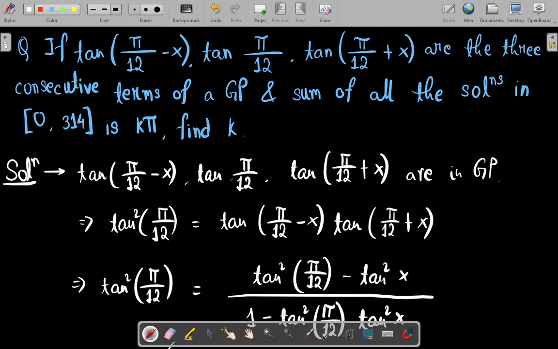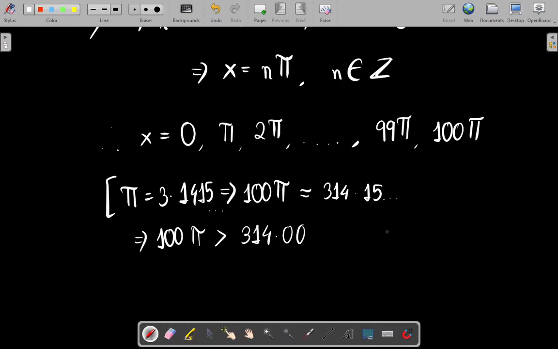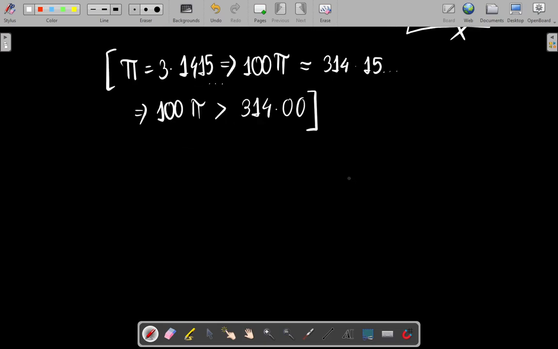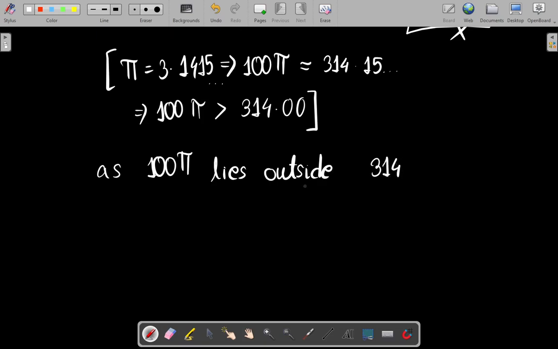So in our given interval of solutions, it is given up to 314. This last value is out of the interval, so I cannot take this value. I have to restrict it up to 99π, since 100π lies outside 314.